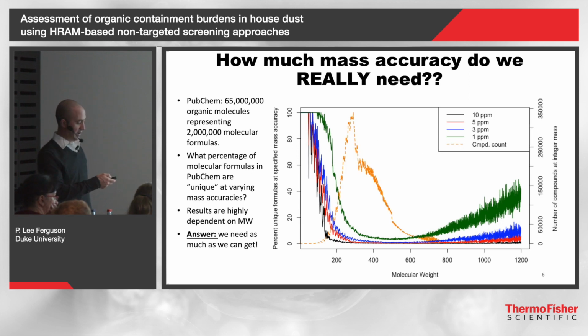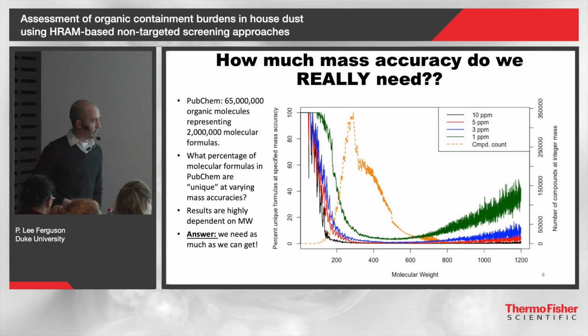This is the same plot, but now this is actually a histogram or a distribution of the compounds, right? So this is all of the 65 million molecular structures mapped here. And so you can see that we overlap pretty well, at least in low mass, for 1 ppm. So 1 ppm is pretty good, but it's not quite good enough.